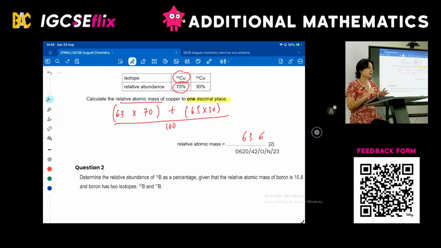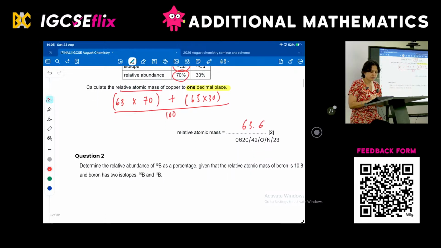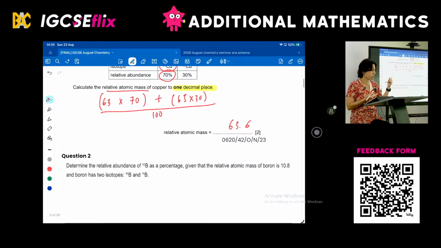I hope you have a calculator. If not, you can use your phone calculator, I don't mind. Okay, question 2 is the other way around.